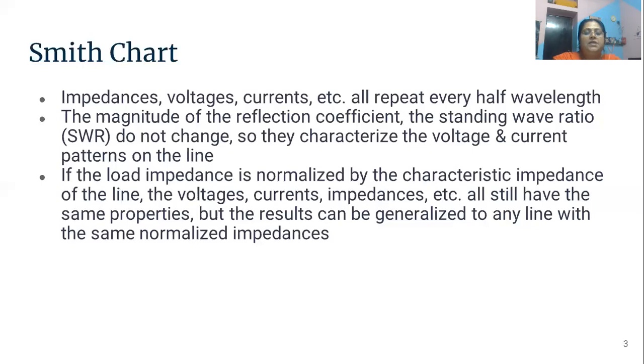If the load impedance is normalized by the characteristic impedance of the line, then the voltages, currents, impedances, etc., still have the same properties. But the results can be generalized to any line with the same normalized impedances. Like we do in filters, we normalize the characteristic impedance. So we take the value of the characteristic impedance in the normalized range, and we can use that range to apply to various impedances.